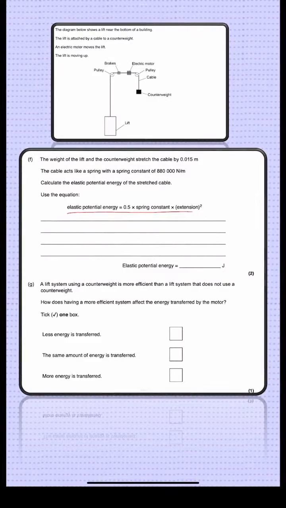So we can try that here now. We've got our extension here, our spring constant here. So we've got everything that we need. Someone try that if you've got a calculator. 0.5 times 880,000 times extension squared. Remember to square just the extension, not the whole thing. Don't put everything into your calculator and then just do answer squared. That's going to be wrong. So start off with the 0.015 squared and then times the other two numbers.